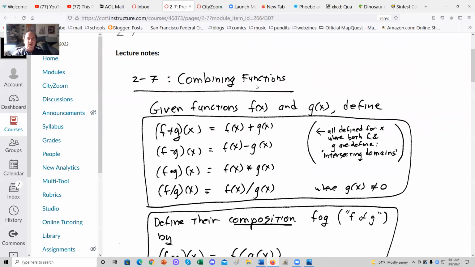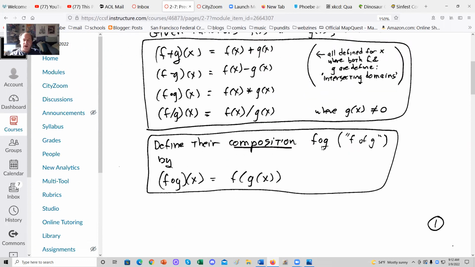For today, we go on about combining functions. And 2728, we'll talk about inverse functions. Okay, so we start with two functions, f of x and g of x, and we'll define their sum, their difference, their product, their quotient, and their composition.